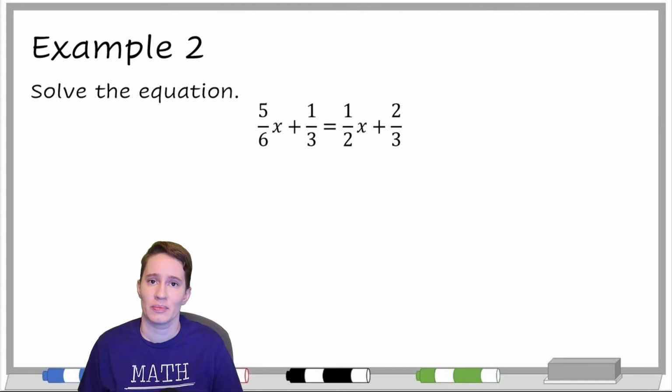So since I want these all to be 6 on bottom, this first one is fine as 5/6. The next one, 3, on bottom, we times by 2.